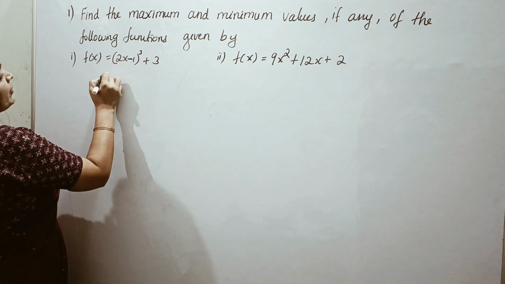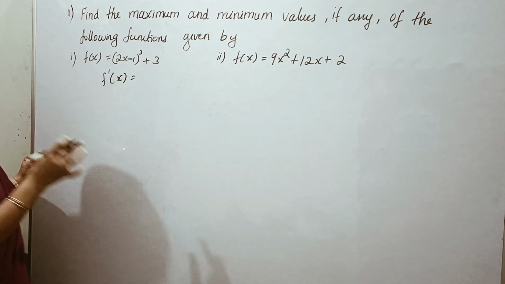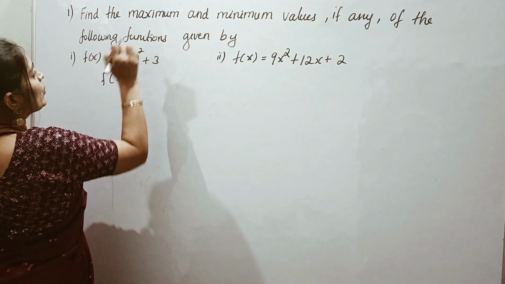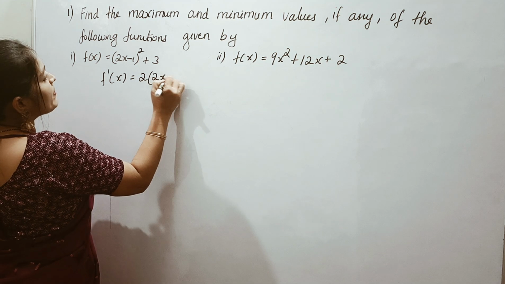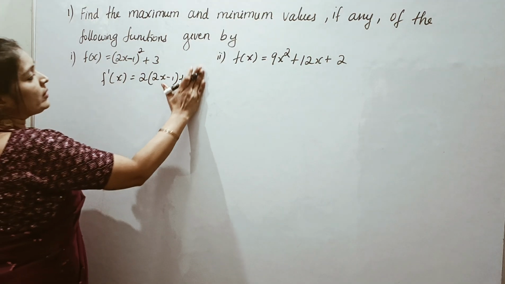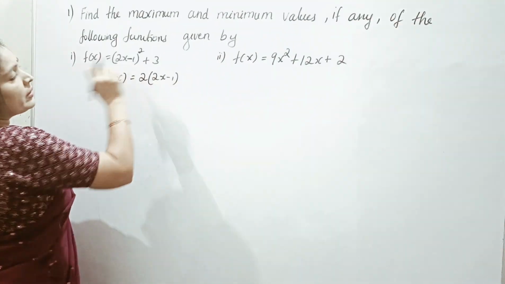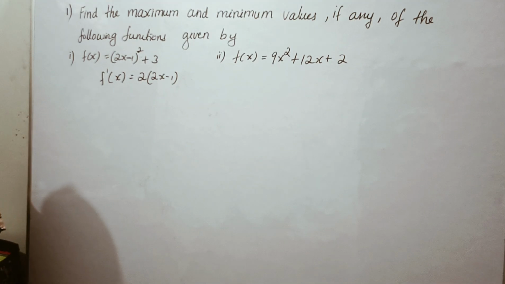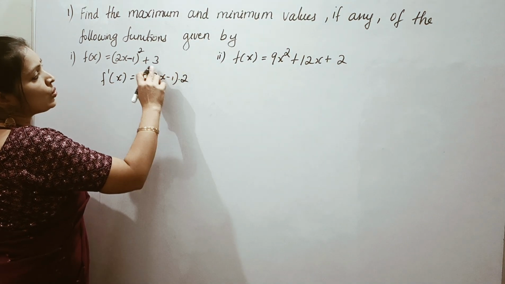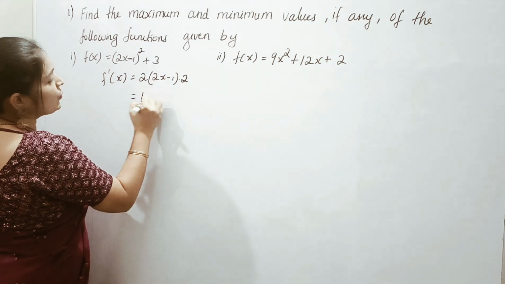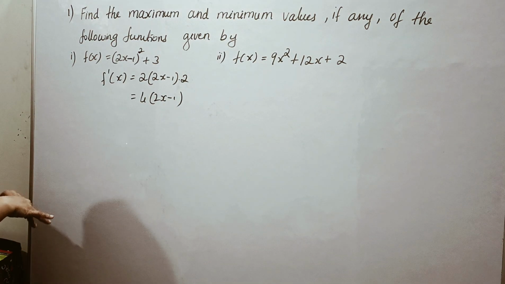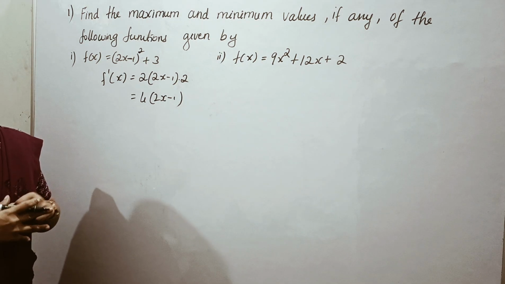So first of all, for that we have to find f dash of x. Here it is a square, okay. So 2 into (2x minus 1) plus 3, sorry, derivative of f of x is 2 into (2x minus 1) into derivative of 2x minus 1, which is 2, and derivative of 3 is 0. That is equal to 4 into (2x minus 1), okay.